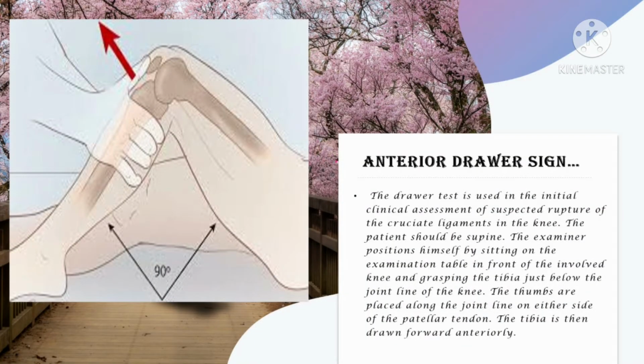Anterior drawer sign. The drawer test is used in the initial clinical assessment of suspected rupture of the cruciate ligaments in the knee. The patient should be supine. The examiner positions himself by sitting on the examination table in front of the involved knee and grasping the tibia just below the front line of the knee. The thumbs are placed along the joint line on either side of the patellar tendon. The tibia is then drawn forward anteriorly.